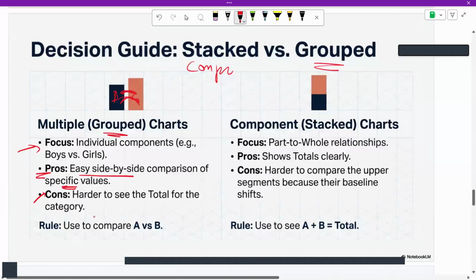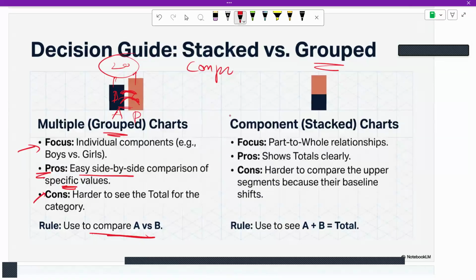The disadvantage is that it's harder to see the total for each category. To find out the total, we have to manually take the value of boys, take the value of girls, and work out the total. That's the thing. Rule: use compare A and B. If you want a side by side comparison, we can use a multiple group chart.